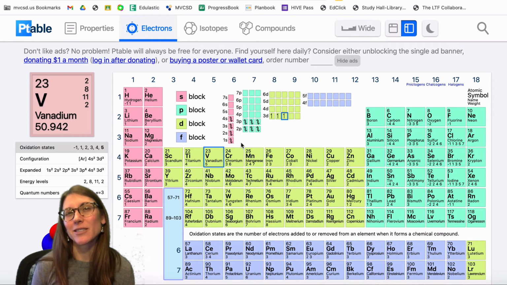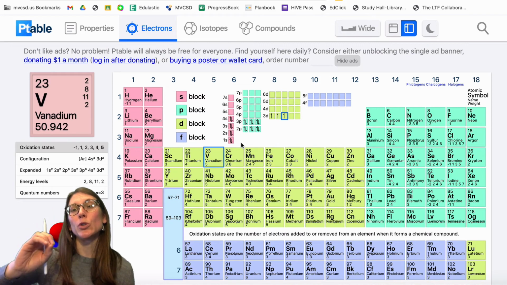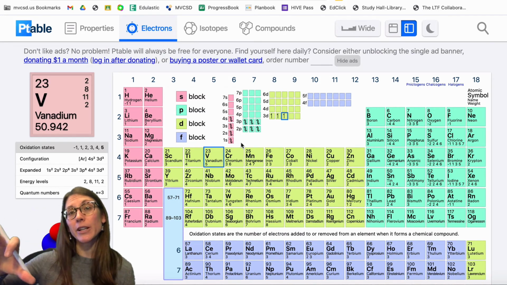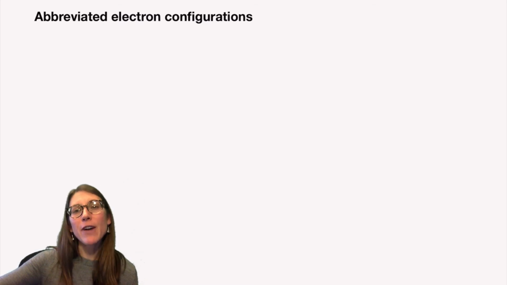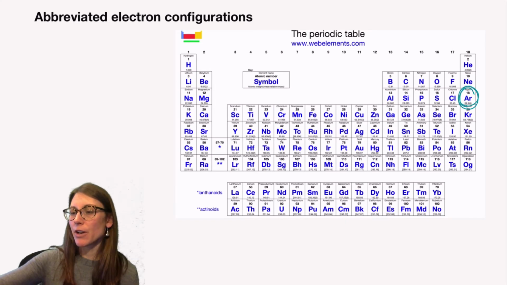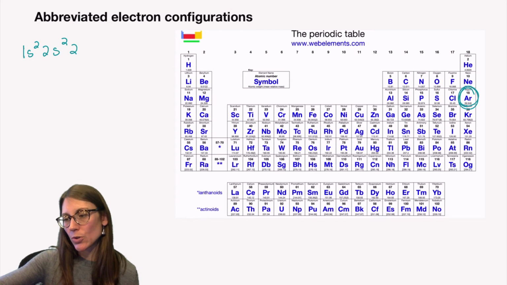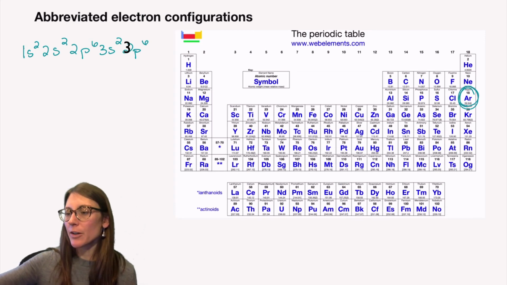So we want a shorthand. Abbreviations are good. Let me show you 2 complete electron configurations. We'll talk about how we can use these to abbreviate. If I do an electron configuration for, say, argon. Argon is here, and so we can just write its electron configuration off the periodic table as 1s2, 2s2, 2p6, 3s2, 3p6. Cool. Let's go a little bigger.